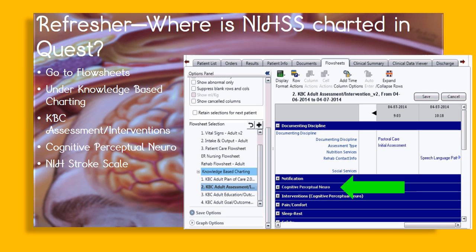Where is the stroke scale charted in Quest? Well, you're going to go to your flow sheets, then go to knowledge-based charting, find the assessments and interventions, then go to cognitive perceptual neuro, and under that is the NIH stroke scale.